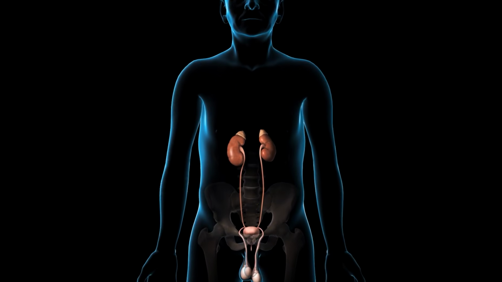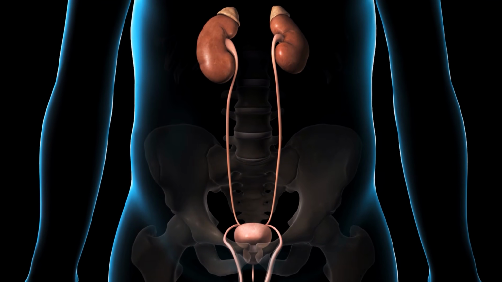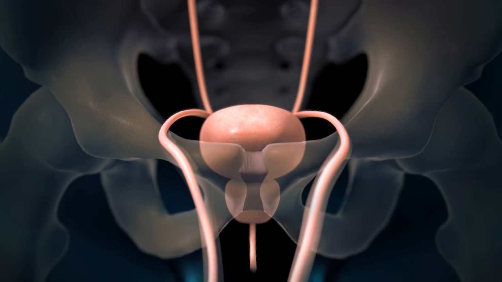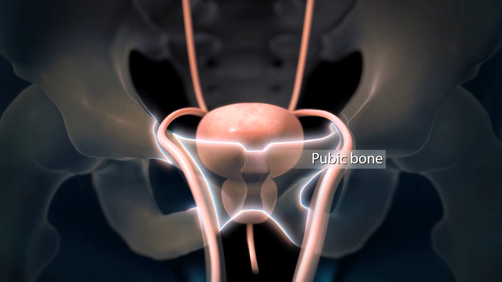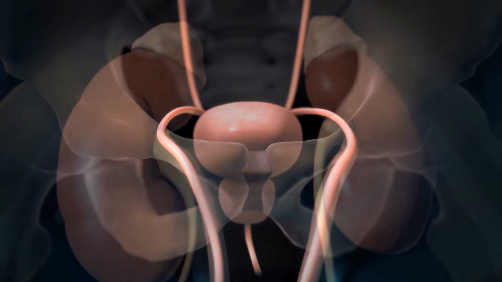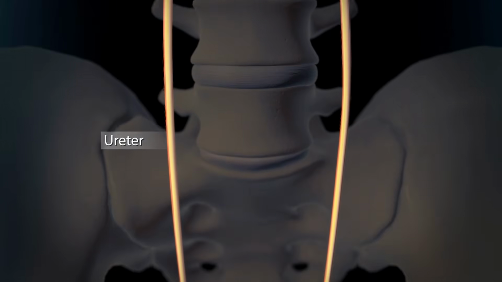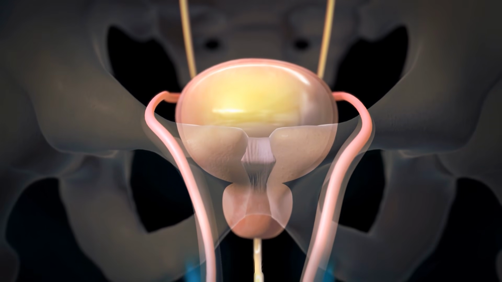If you are a man and have bladder cancer, your doctor may recommend a robotic radical cystectomy to remove your bladder and prostate gland. Your bladder is located in your pelvis, behind your pubic bone. Your kidneys make urine, which travels down the ureters to your bladder, where it is stored until you are ready to urinate.